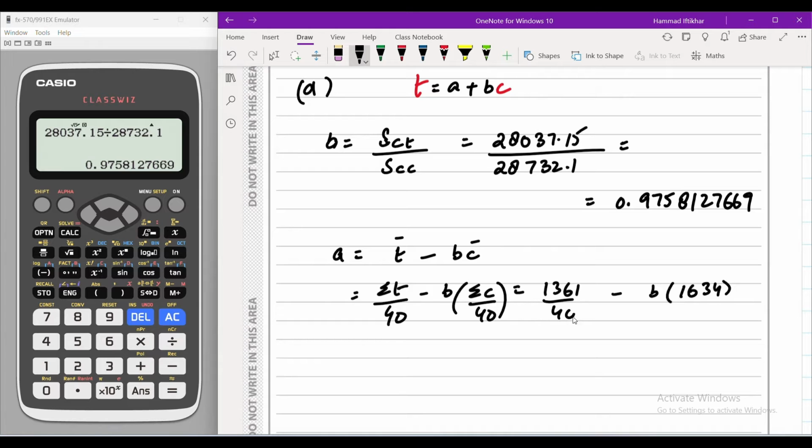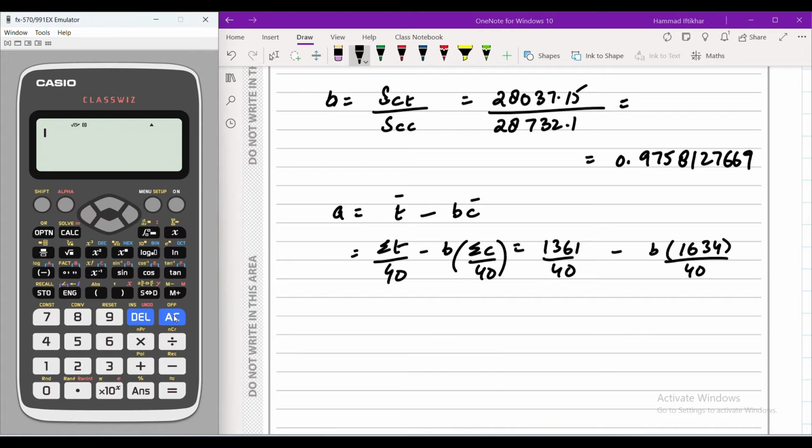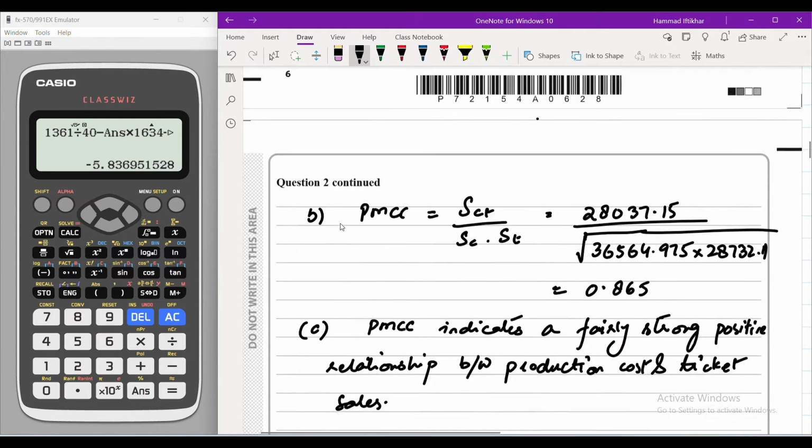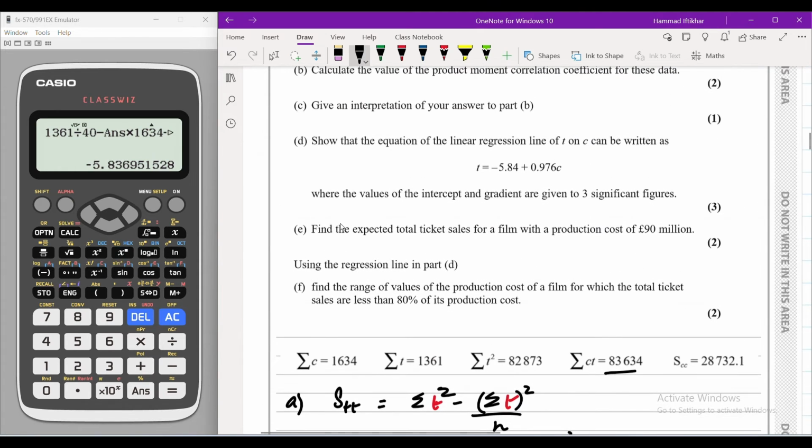Right, okay, divided by 40, divided by 40. And B remains the same. So 1361 divided by 40 minus answer times 1634 divided by 40. So A comes out to be minus 5.8369151528. Okay, now since we have to show up to 3 significant figures, we just have to show that.